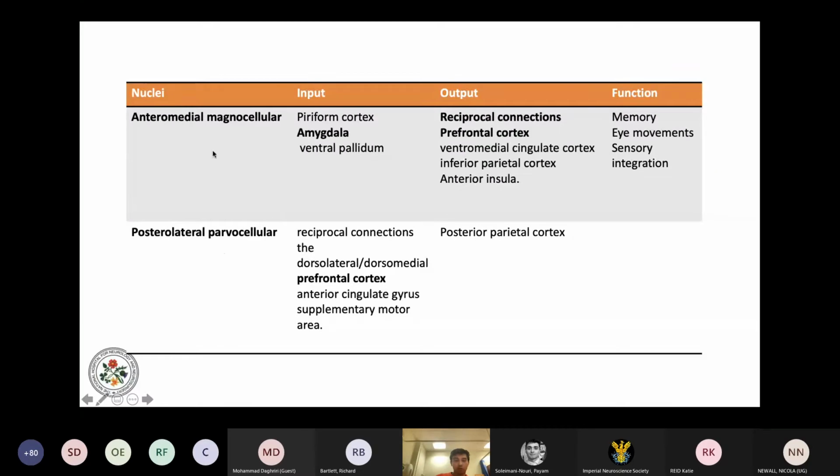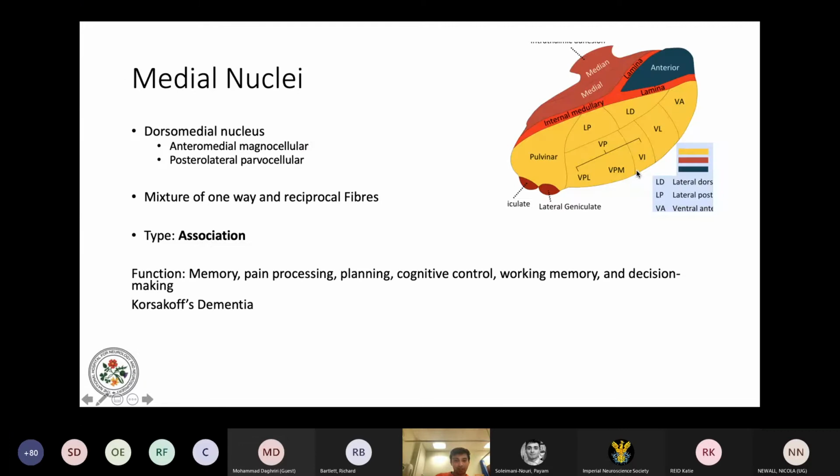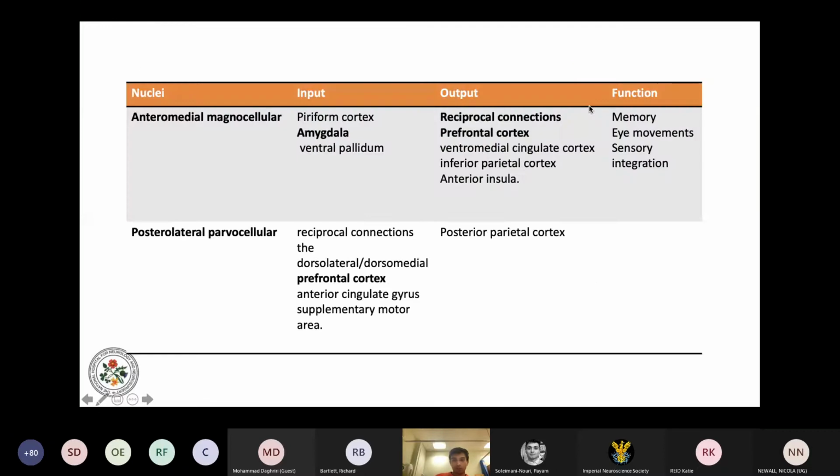So as we talked about here, we could split it down further. I think this detail is quite extensive, but you could receive inputs from the amygdala, the pallidum, piriform cortex, and then you've got connections back and forth between the cingulate, as we saw earlier with the anterior nucleus, the parietal cortex, and the insula. And as we said, memory, eye movements, sensory integration, and a wide range of functions with respect to executive function. So this one is more intrinsically linked with the prefrontal cortex.